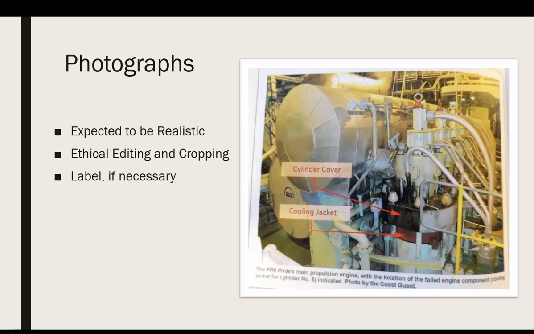And then finally, think about labeling. Without the labels, this photograph would be really complex. There's a lot going on here. So if you have a photograph and you want to make sure the reader is paying attention to something, make sure to label it really clearly, as they've done here with arrows and a clear caption that stands out.